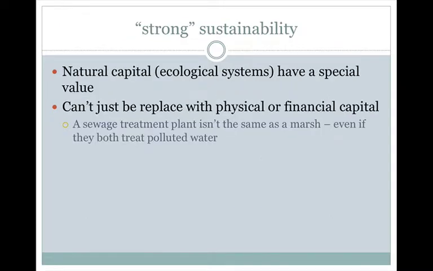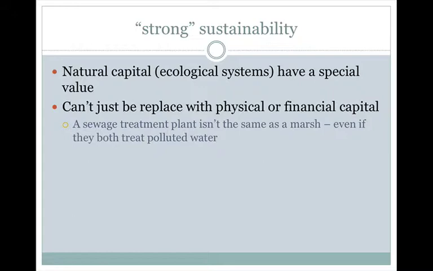Now we're going to be talking about sustainability and how in sustainability natural capital has a special value. And that's called the strong sustainability argument, that you can't replace ecological capital with physical or financial capital. So for example, you can't just say we're going to use a sewage treatment plant or a marsh to clean up water and they're equivalent.